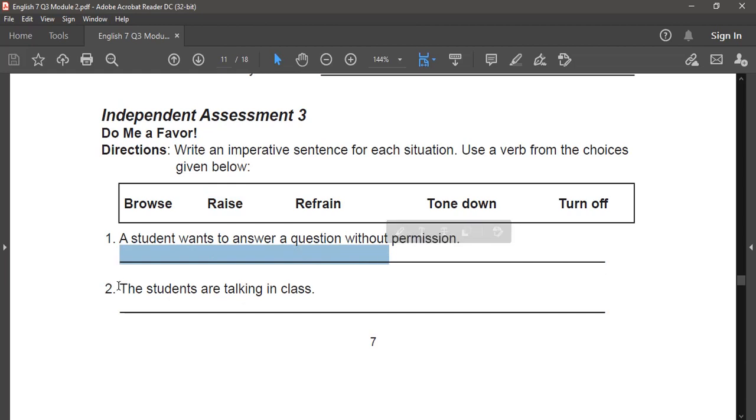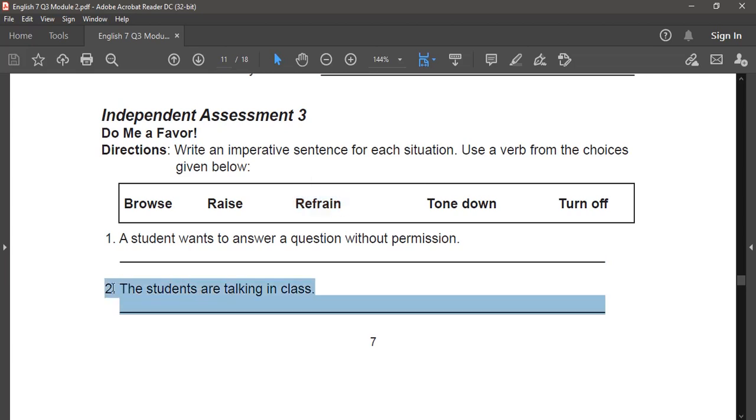Another, the students are talking in class. Try to choose the correct verb, for example, this one, and then use this verb to make an imperative sentence based on this situation that students are talking in class.